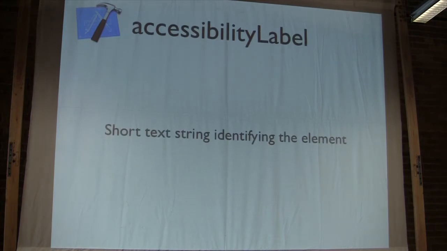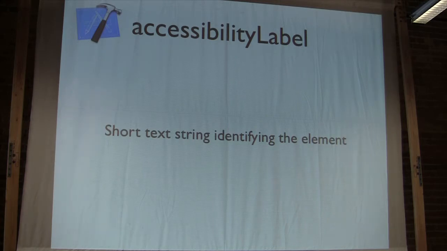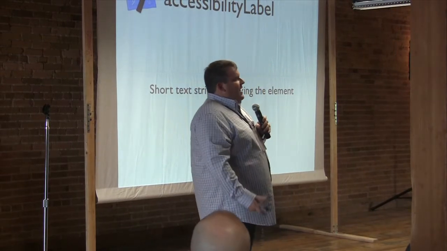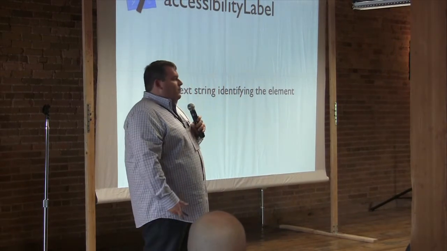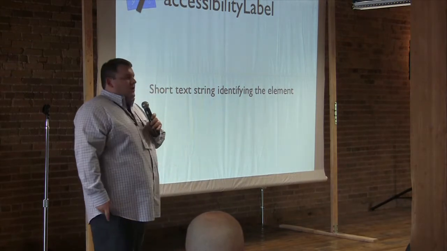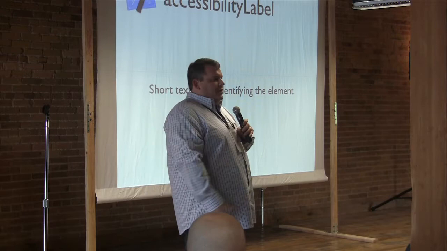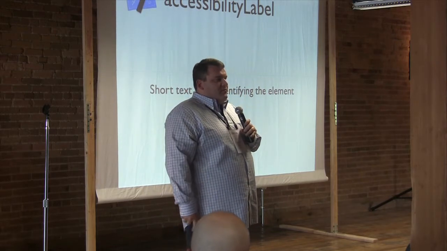The third of the 3 primary important ones is accessibility label. And accessibility label is a text string, and this basically is the name that control is going to be known by to the VoiceOver user. So if you have a button that allows you to log in, you might set the accessibility label to login. And then as far as the VoiceOver user is concerned, that becomes the login button. Makes a lot of sense.